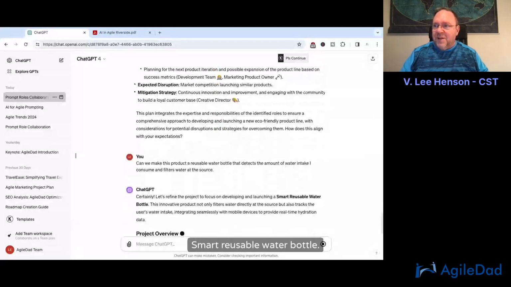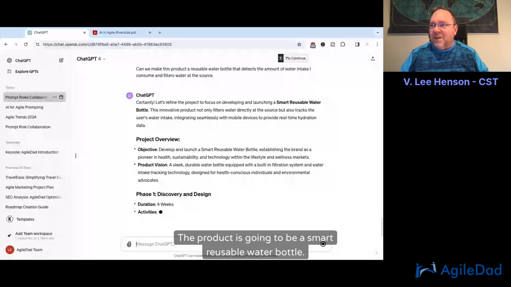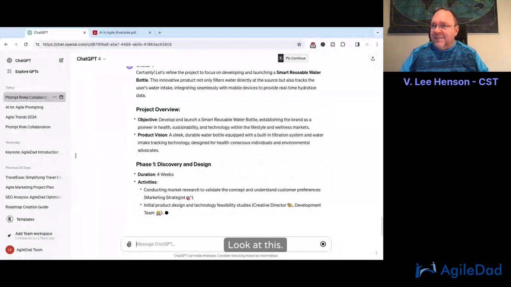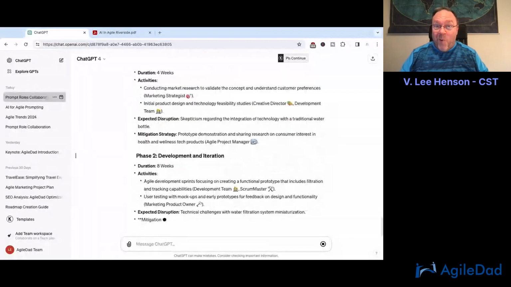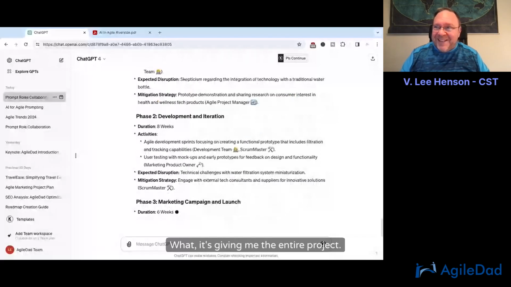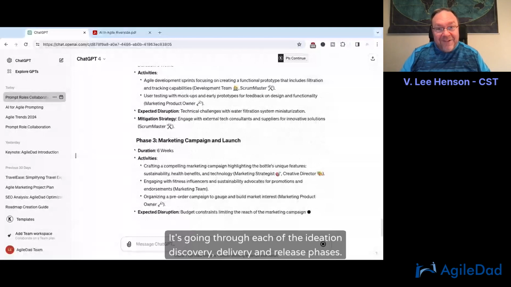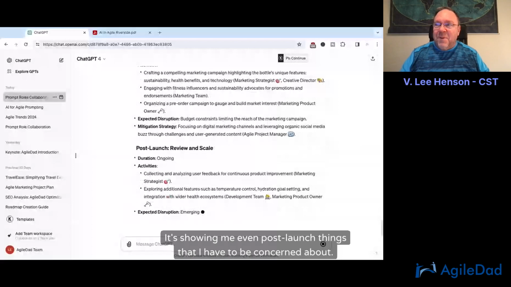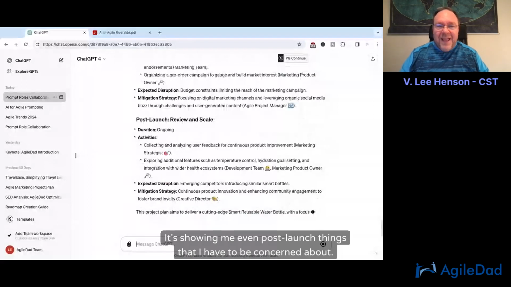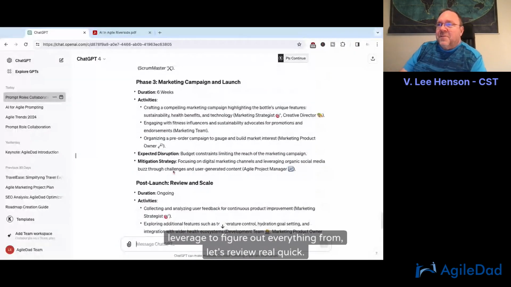There we go, smart reusable water bottle. Hey, look at that. So now we have a product. The product's going to be a smart reusable water bottle. So there we go, look at this. And look at this project it's breaking out for me. What? It's giving me the entire project. It's breaking it out into phases. It's going through each of the ideation, discovery, delivery, and release phases. It's showing me even post-launch things that I have to be concerned about. And it's giving me a ton of information that I can go back and I can use and leverage to figure out everything from, let's review real quick.